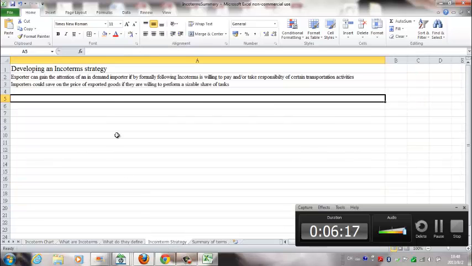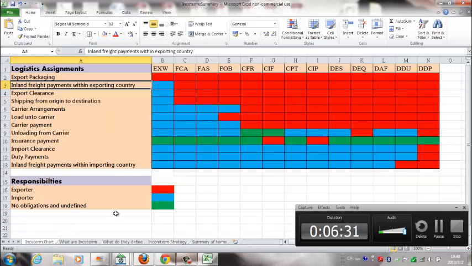So you can see that strategy for the exporter. The importers, however, could save on the price of exported goods if they are willing to perform a sizable share of the cost. So if there's an exported good in demand, you can see here that it can be in the importer's best strategy to possibly take on the EXW term, the E terms, or the F terms here, as he is responsible for paying for a lot of the shipping arrangements.